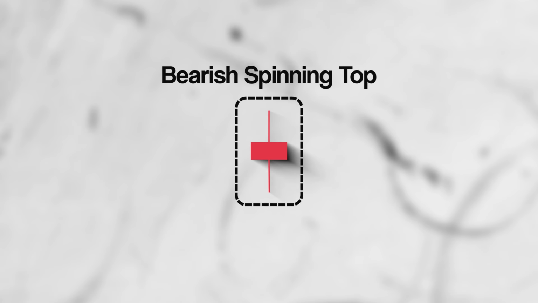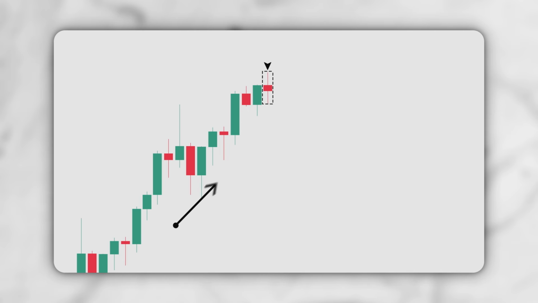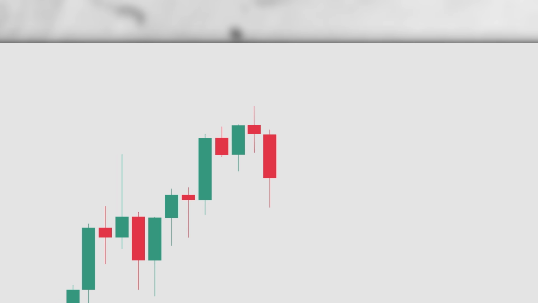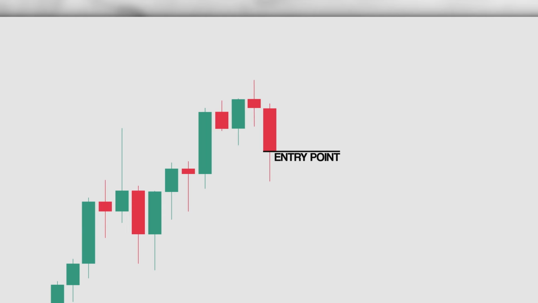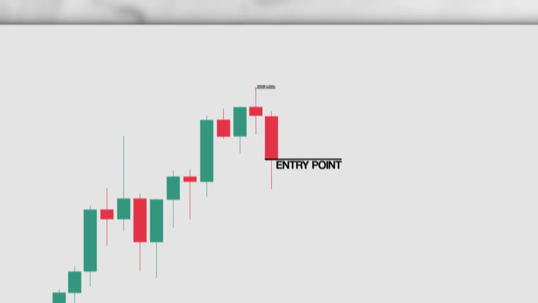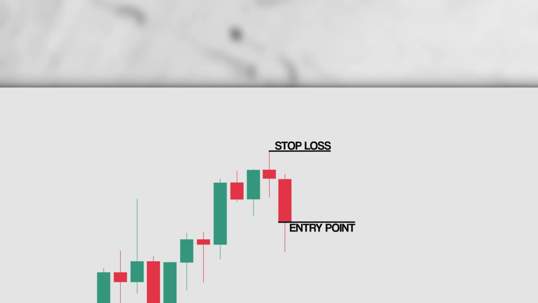The mirror version of this pattern is the bearish spinning top. Everything works the same way, except for the candle color. On the chart, we see it forming during an uptrend. We then wait for confirmation in the form of the next bearish candle. The close of that candle becomes our entry point for a short position, and the stop loss is placed above the upper wick of the spinning top candle.